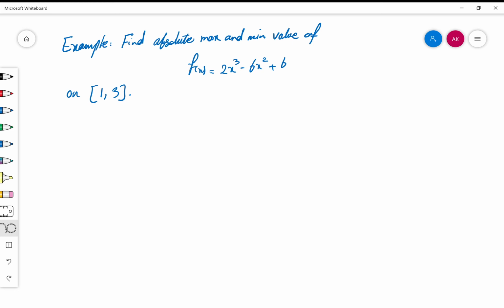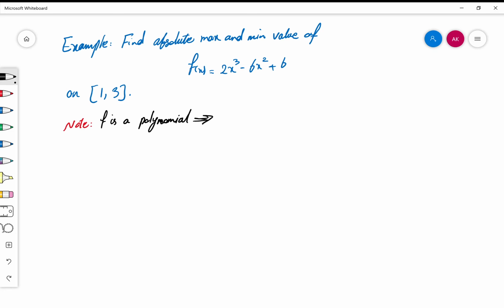Hi, in this video I will do an example for finding absolute max and min of a function. The function in this example is 2x cubed minus 6x squared plus 6, and the interval is the closed interval 1 to 3. Before we start computing, we have to note that f is a polynomial.